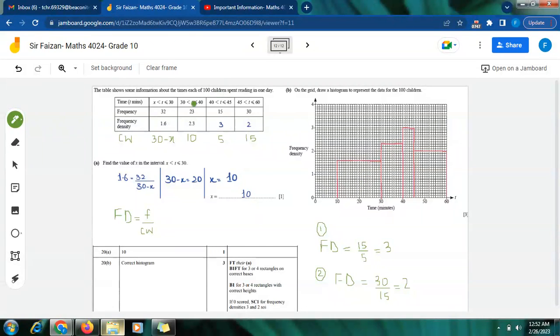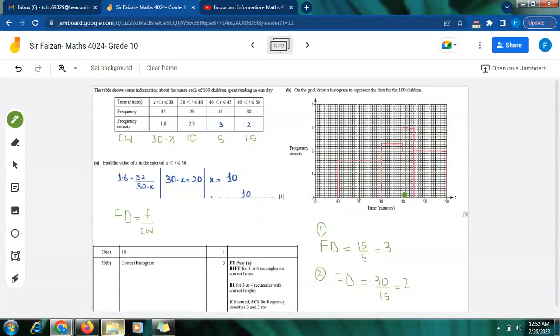In the second, I have the interval as 30 to 40, and the frequency density is 2.3. So I will go from 30. This is 2, 2.1, 2.2, 2.3, and I will draw a horizontal line till 40, and then I will drop it to 40. So this is my second bar.